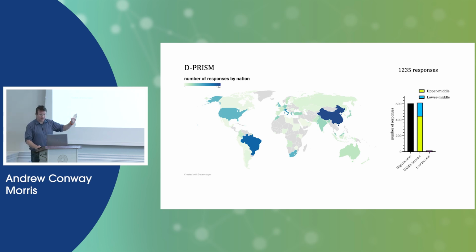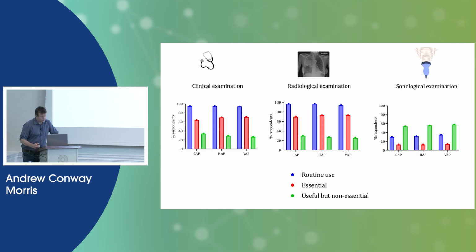And it's across a range of income spectrums. So it's not just high income countries. We've got middle income and a small response from low income countries, which also have a relatively low coverage of intensive care. And what we asked was, what do you use to diagnose pneumonia?